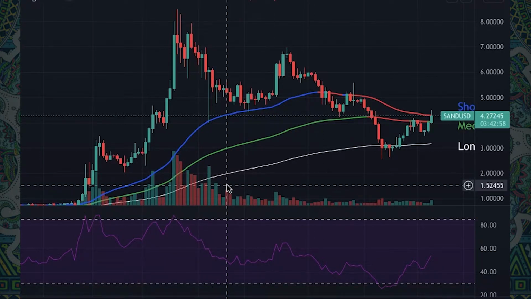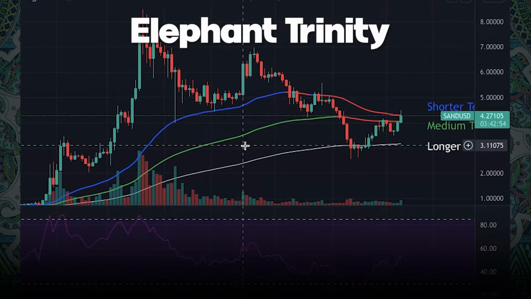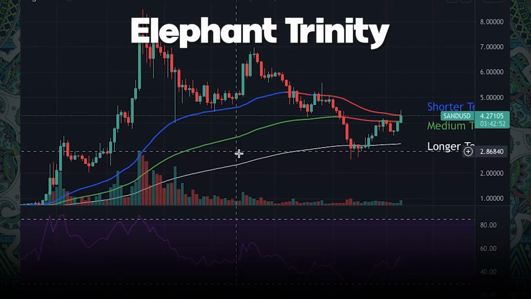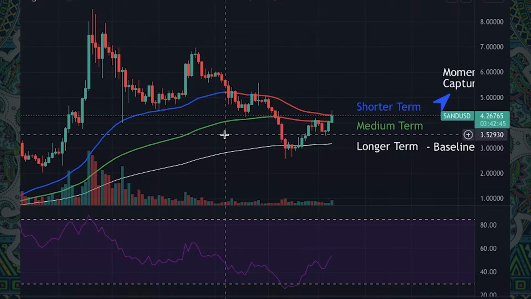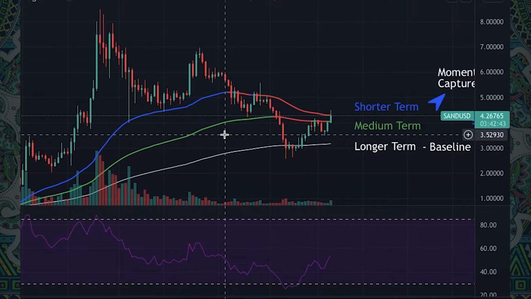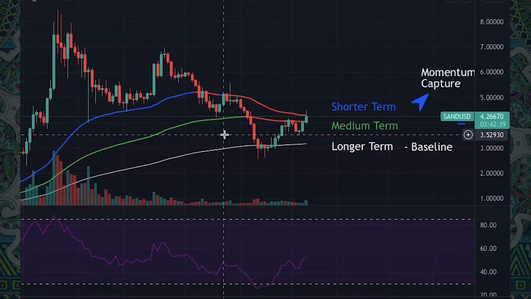I wanted to do a quick video today regarding the Elephant Trinity. Those are the set of three indicators that I will refer to quite often. So I just want to go over a couple of quick examples of how they're used, or actually more of what they are, and then what we're looking to see from them.